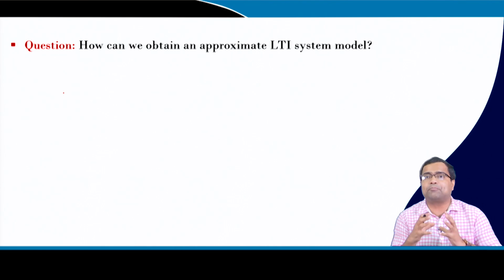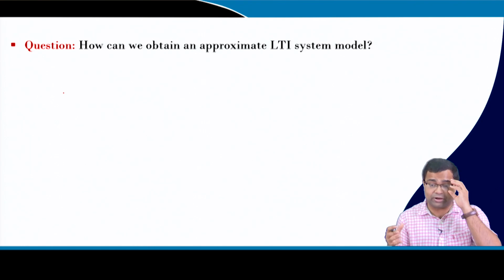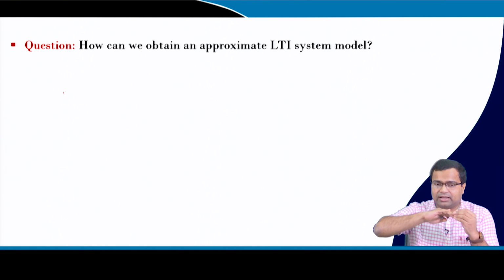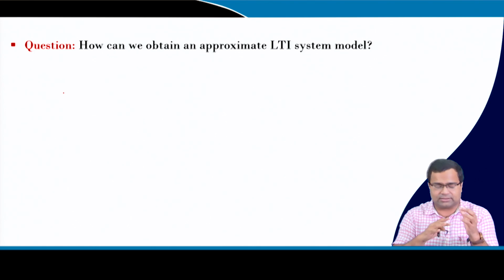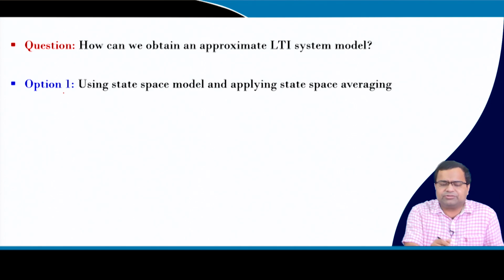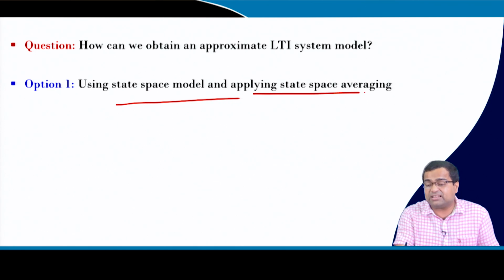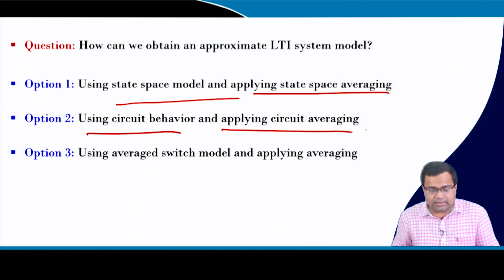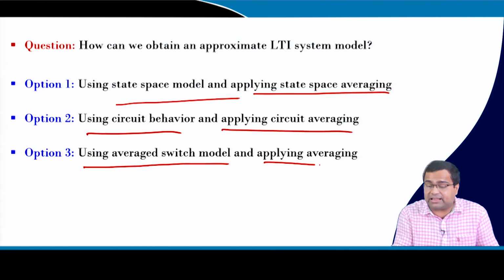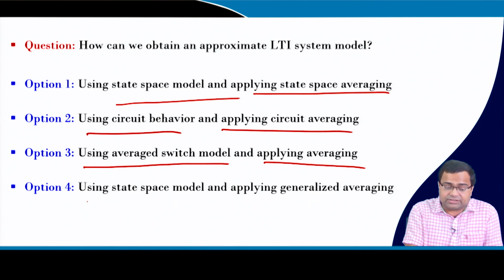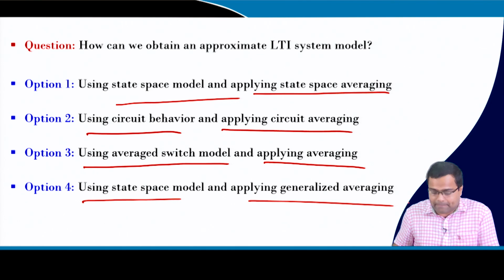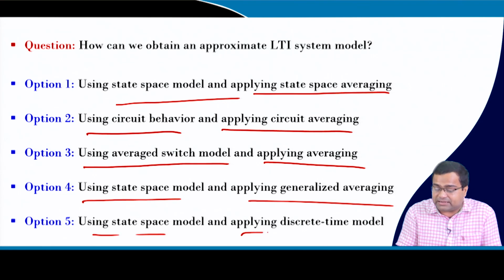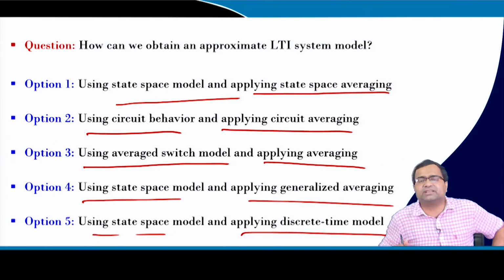Now, the question is how can you obtain an approximate linear time invariant model, LTI model, because whatever we have modeled using a linear model, I think the response using a linear model I have demonstrated. How can you obtain that? You can use a state space model and then apply state space averaging. Then you can use circuit behavior and apply the circuit averaging technique. Then you can use an average switch model and apply averaging. Then you can use a state space model and apply generalized averaging, and there are state space discrete time models, and many other options are available.